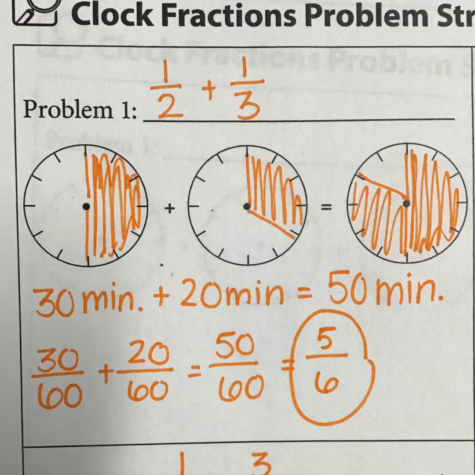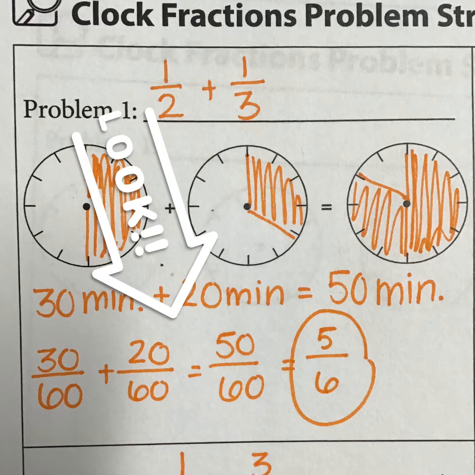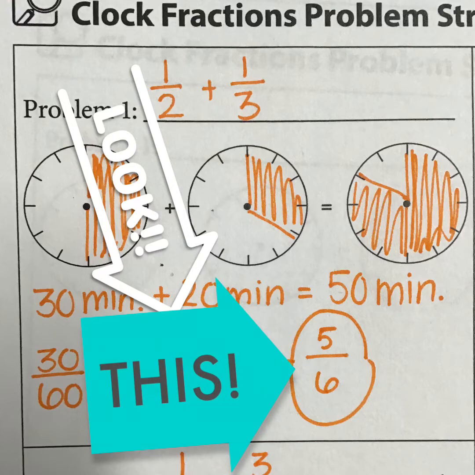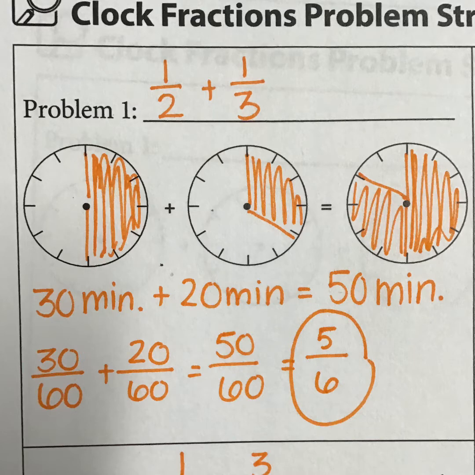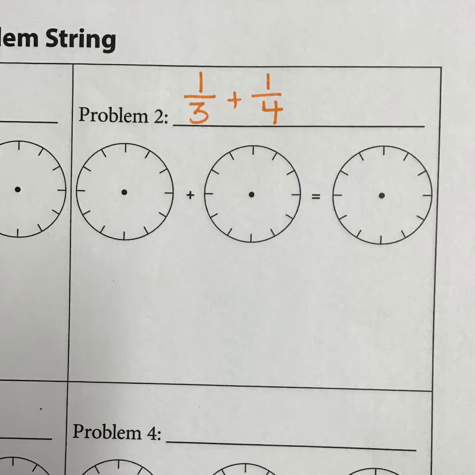Okay, and here you can see I've added these two fractions together. So 30 minutes plus 20 minutes is 50 minutes. And underneath, I've also drawn these fractions that represent the number of minutes out of a total hour. Do not forget to simplify your fractions. So 1/2 plus 1/3 is 5/6. All these representations, the shading, the minutes below the clocks, and the fractions written out, are all very important and crucial to your understanding. So please make sure you do all parts.